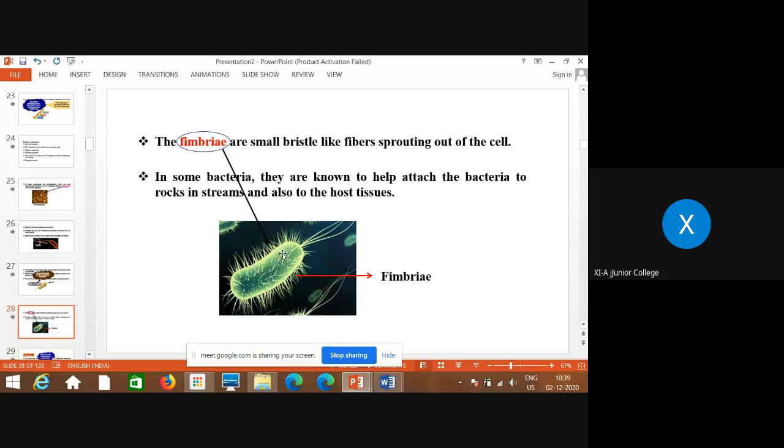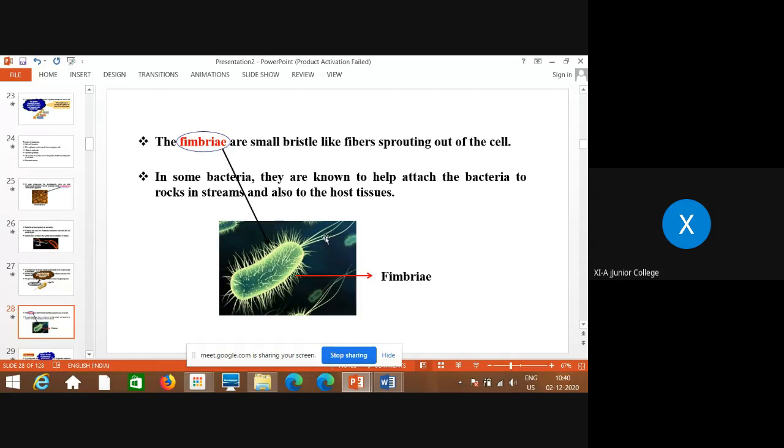Here, instead of motility, fimbriae are just like bristle-like fibers present all over the body. In so many bacteria, these bristle-like structures or fibers are present all over the body. Generally their role is to get attached to the host tissue. With the help of fimbriae, these bacteria get attached to the host tissue. Sometimes when they are aquatic, whatever substratum is present, maybe rocks, they get attached to the rocks with the help of fimbriae. Sometimes they get attached to the host tissue in which they are growing.